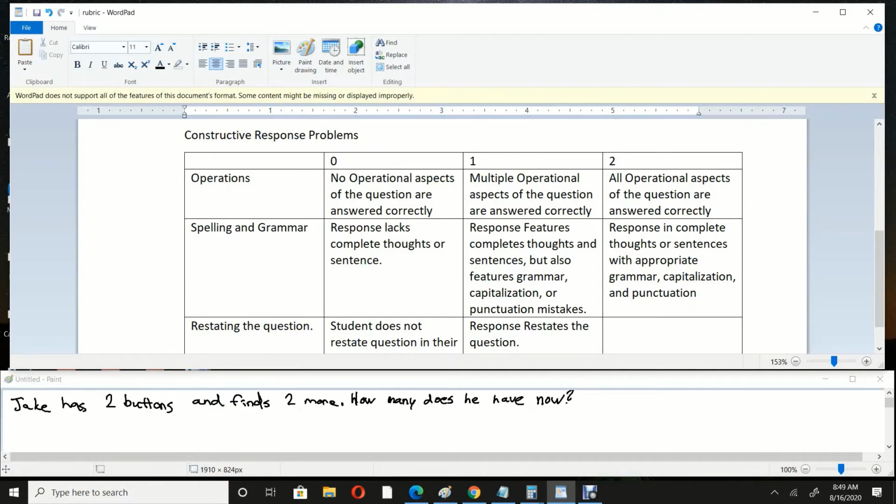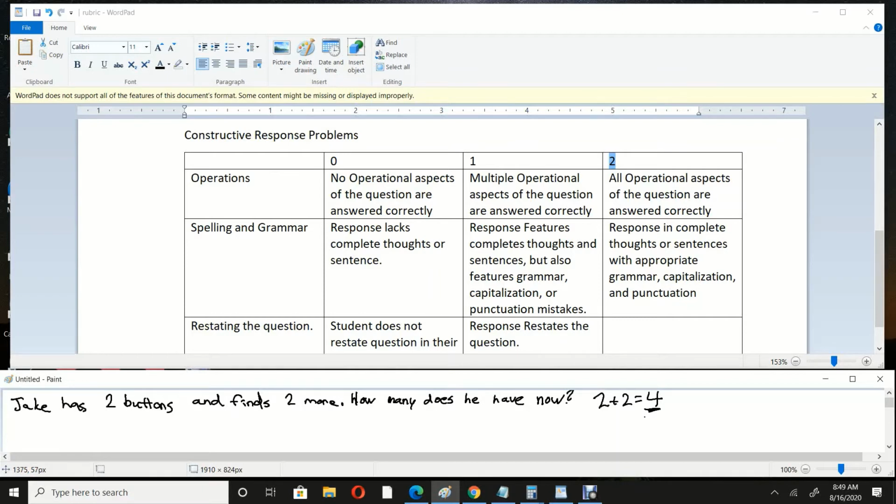All right, so operations, that's just like what we talked about before. Operations is just the math part. So I want to get all my points for my operation. So what do I need to do? I want to get all of the operational aspects to this question correct. Some word problems you get are going to have more than one part of the question that they want you to answer, but we want to try and get all of them, right? So in my example, I have 2 buttons. I find 2 more, so that's going to be like a 2 plus 2 situation, and that's going to equal 4. So 4 is going to be the operational part of this. And as long as I have that, then I'm going to be okay.